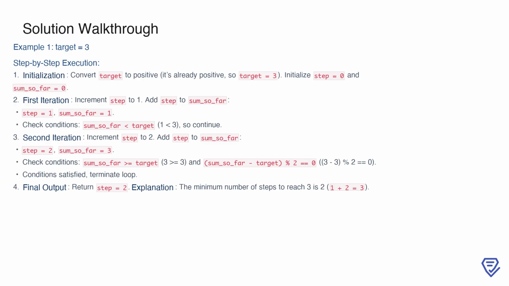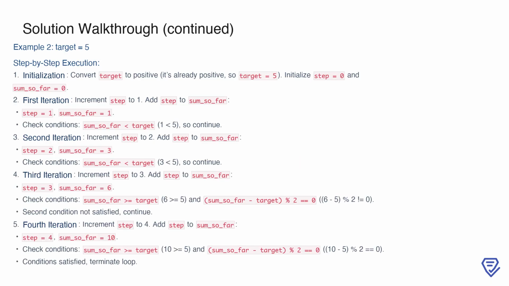In the second iteration, we increment step to 2 and update sum_so_far to 3. Now, we verify the conditions. Sum_so_far is greater than or equal to the target, and the difference between sum_so_far and the target is divisible by 2. Both conditions are satisfied, so we terminate the loop. The minimum number of steps required to reach the target of 3 is 2, as the sum of the steps, 1 plus 2, equals 3.